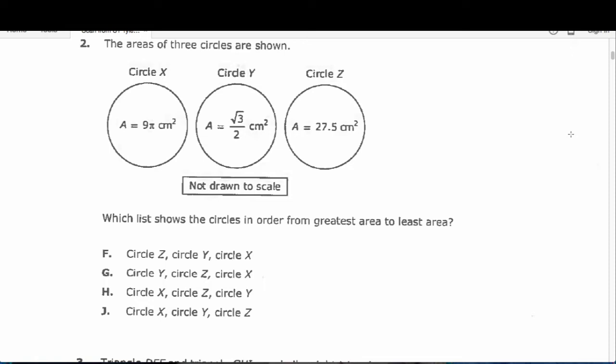Which list shows the circles in order from greatest area to least area? F, circle Z, circle Y, circle X. G, circle Y, circle Z, circle X. H, circle X, circle Z, circle Y. J, circle X, circle Y, circle Z.